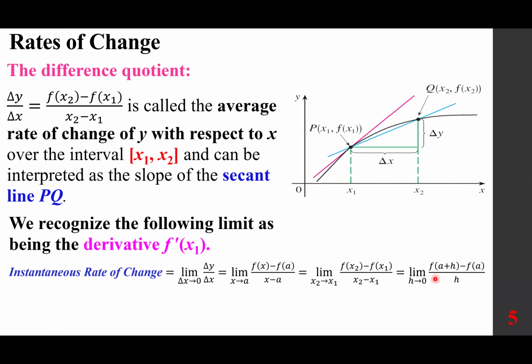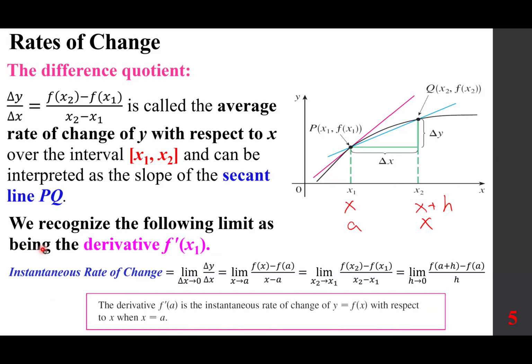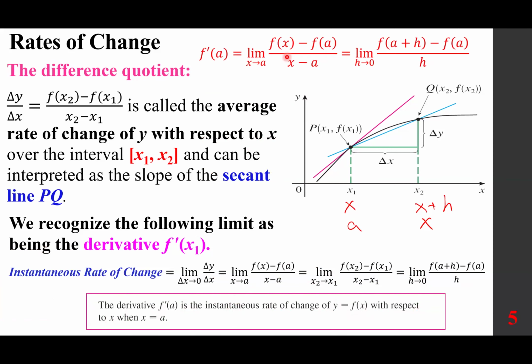So we could say this is x plus h. We could say this is a, this is x. So there are different ways of writing them, just in case. You can say this is x plus h. You can say this is a, this is x, or just the way it's written, x sub 2, x sub 1. They all have absolutely the same meaning. And so the derivative f prime of a is the instantaneous rate of change of y equals f of x with respect to x when x equals a. And again, reminding you of the same formulas that have been discussed. These are the two main formulas for that.